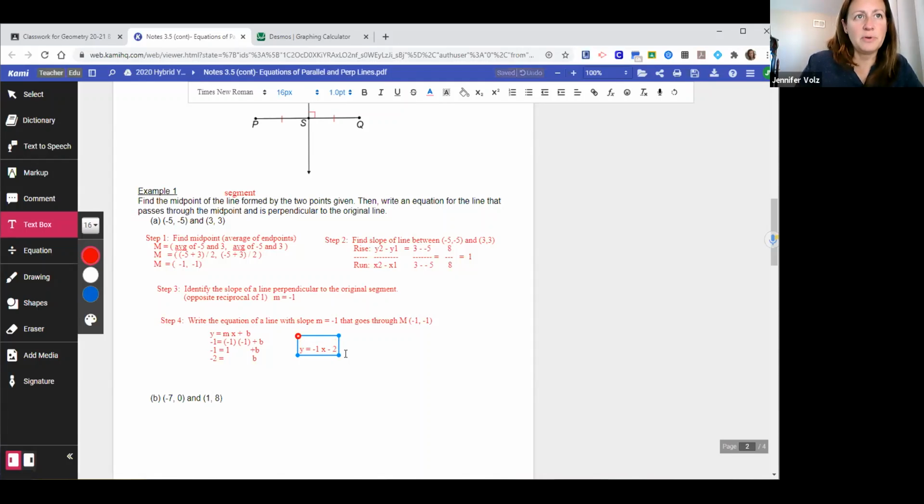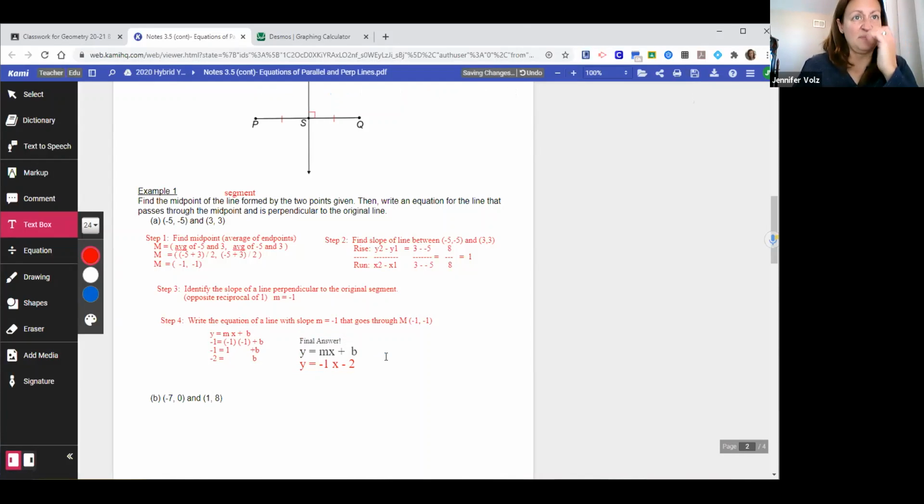Maybe I'll show one more time. Y equals mx plus b is what we're doing there. Putting it back together. So the equation of the line that goes through the midpoint and has a slope perpendicular to the original segment is this: y equals negative 1x minus 2.